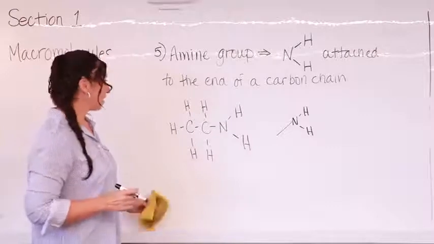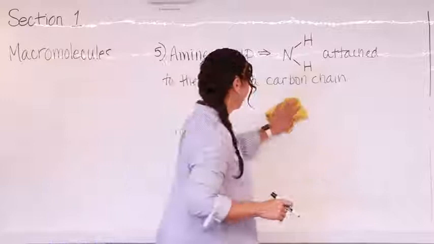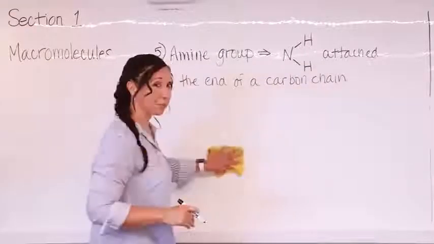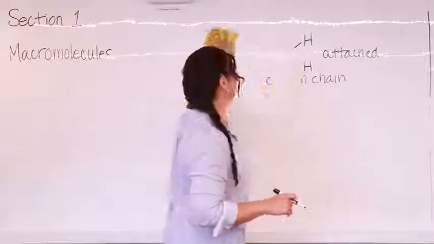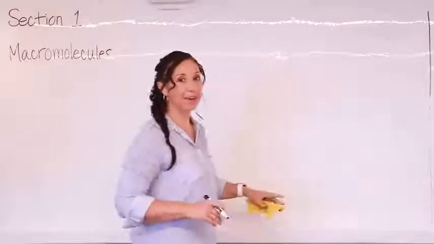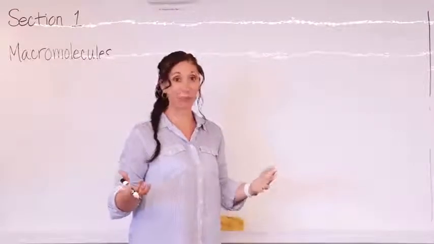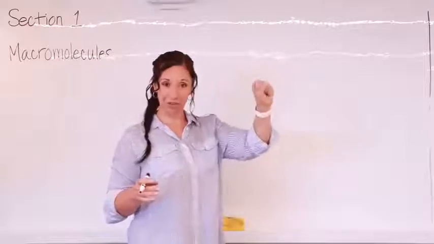All right. So now, the last one, and then we'll take a break from functional groups. Number 6 is a phosphate group. If you remember back in chemistry, you had your polyatomic ions. One of them was phosphate. If you remember what phosphate is, it's PO4 with a 3- charge on it.